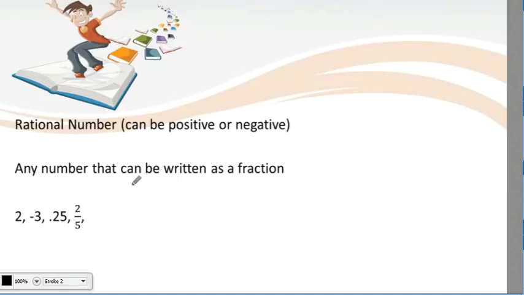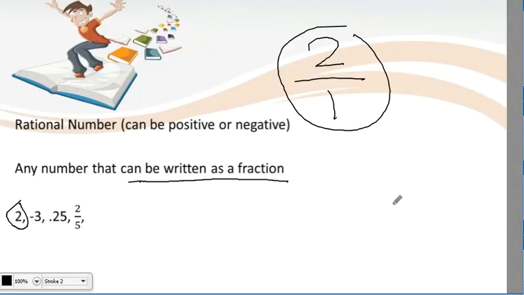Okay, remember, rational numbers can be anything that can be written as a fraction. And this is an important thing for you to remember for this class. If you have a whole number and you want to write it as a fraction, you just put it over 1. Okay, so the way that we would write 2 as a fraction is we would write it as 2 over 1. If we have negative 3 and we want to write that as a fraction, we would do negative 3 over 1. Okay, anytime you want to write a whole number or an integer as a fraction, you just put it over 1.